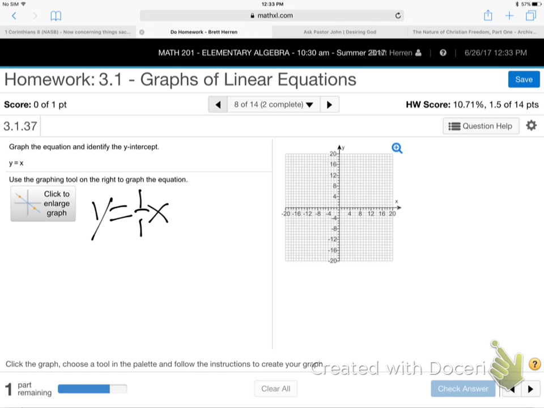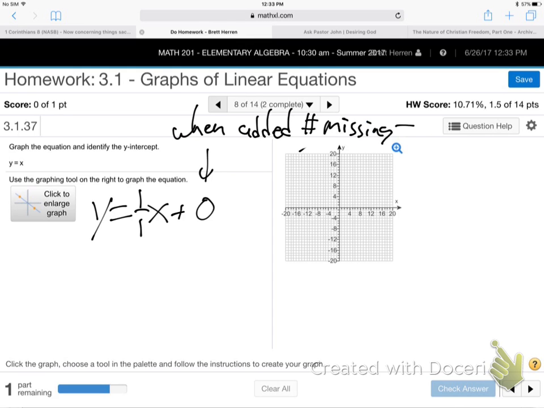Okay, but now we also need a number added at the back. What number can you add at the back that won't change anything? Can I add 1? 0. Yeah, you got to add 0. Everybody see that? It's 0 if missing. Why is that one not 1? Because adding 1 would change things, wouldn't it? Everybody see that? So when the added number is missing, it's 0.